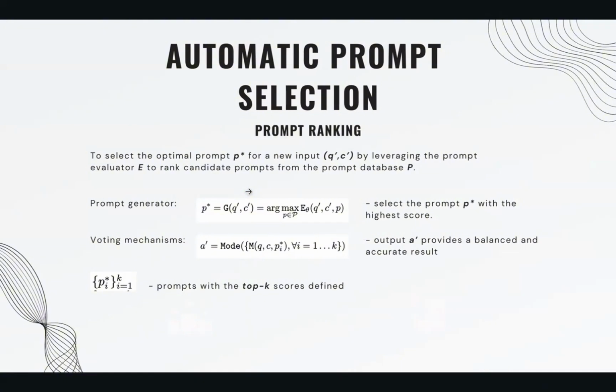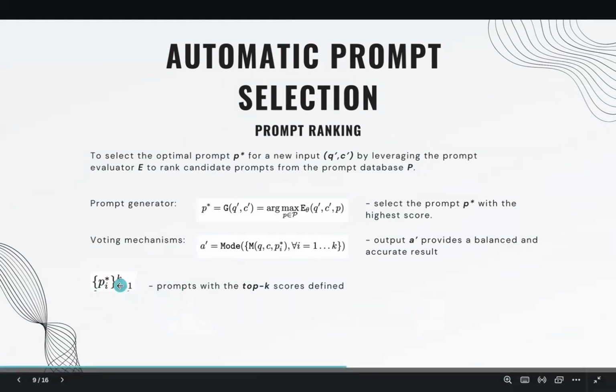In the prompt selection, we will focus on selecting the prompt P with the highest score. Utilize the top K selected prompts to generate outputs and apply a voting mechanism to ascertain the most common output among the responses generated by these prompts. And the mode of outputs A prime provides a balanced and accurate result, mitigating potential biases and outliers associated with specific prompts. And the prompts with the top K scores are defined by this formula.